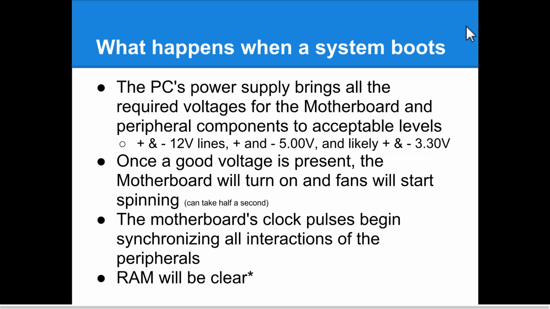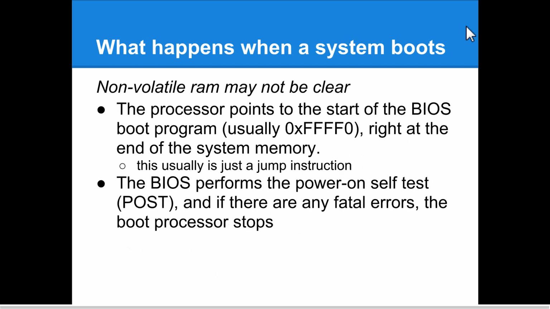So let's start from the very basics of what happens when you press the power button on a computer. Basically, the PC's power supply brings all the required voltages for the motherboard up to required levels. Once the good voltage is present, the motherboard starts turning on all the fans and they start spinning. Then the clock cycle starts and everything starts synchronizing with that. RAM should be clear at this point. Non-volatile RAM may not be clear, and that's an important thing to remember. Especially in malware analysis environments, it's important to have everything clear from a fresh start so you can start tests knowing that all your systems are good. Otherwise, malware can hide in non-volatile RAM.